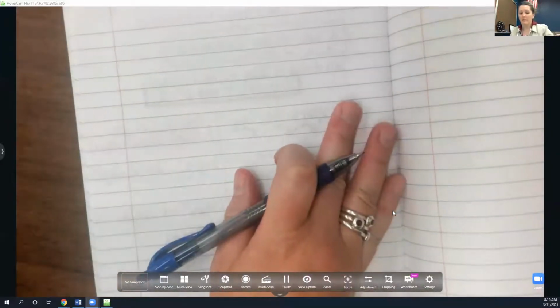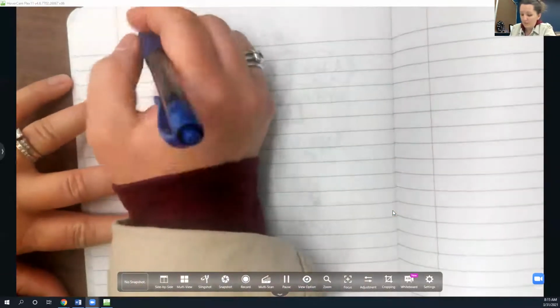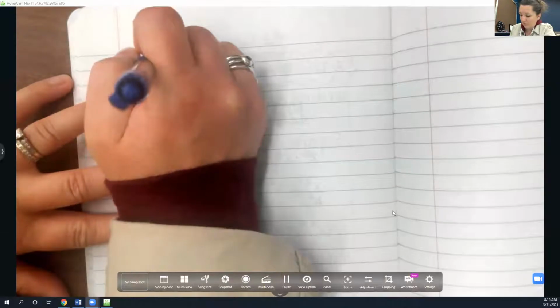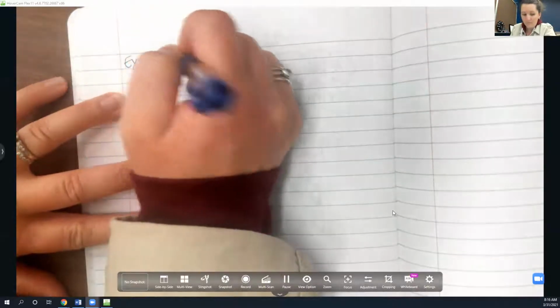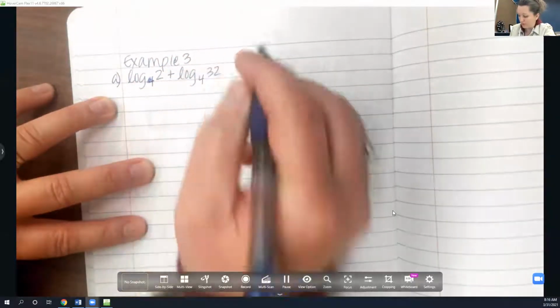So let's go ahead and go to example 3, and we'll practice condensing these logarithms and writing them as a single log. So here's example 3. We're going to go through these together. Here's A. We have log base 4 of 2 plus log base 4 of 32. Biggest hint here is that our bases have to be the same, right? So I'm going to put this note here.